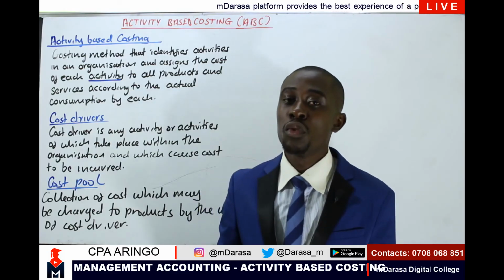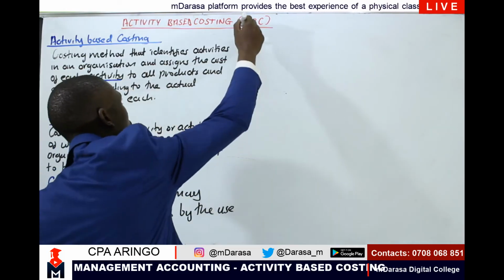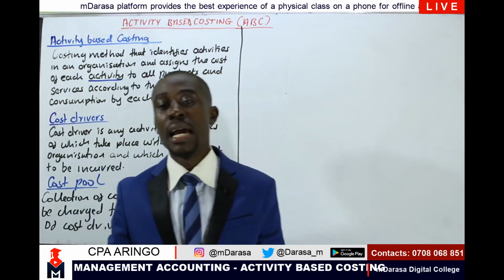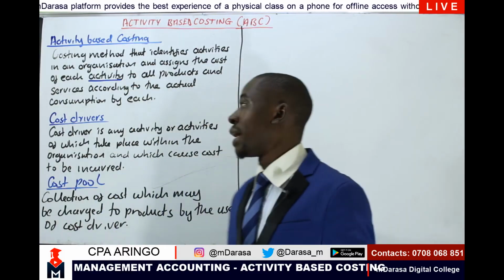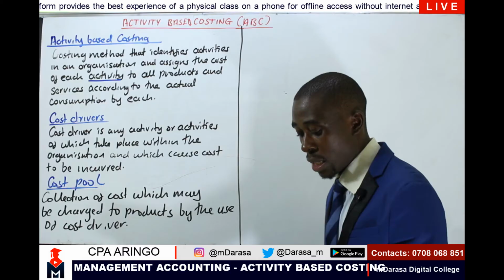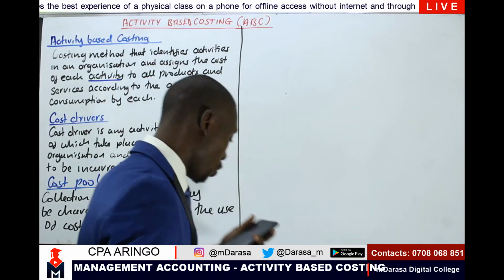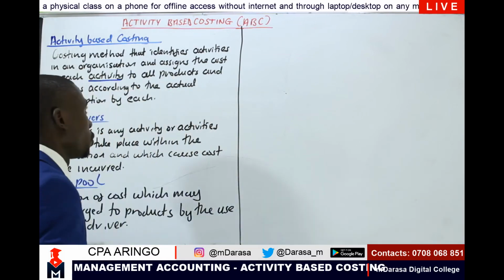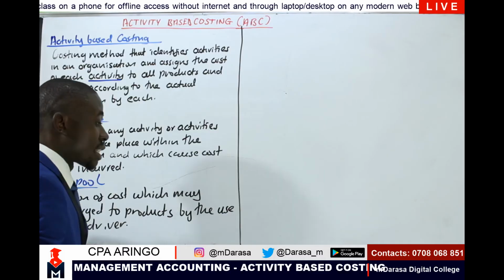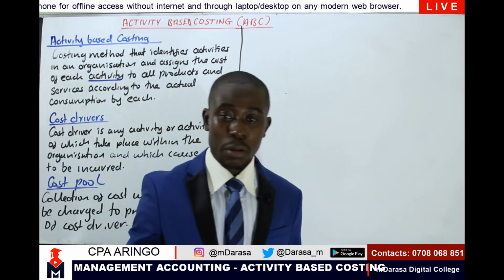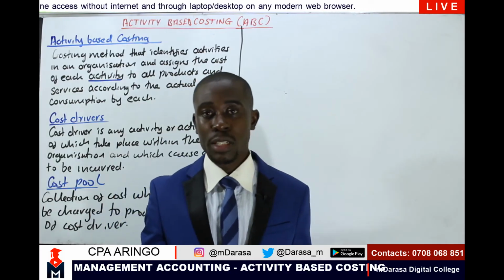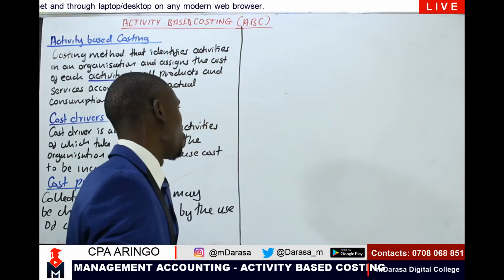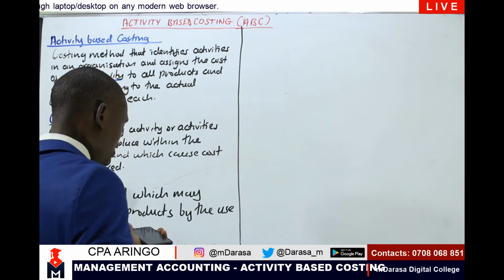But before we look at any form of illustration question, there are also some key elements that you must always have in mind at any given point you are dealing with activity-based costing. These will include, for example, if you're asked the steps of ABC. What are some of the steps that we need to follow for us to prepare our activity-based costing statement?